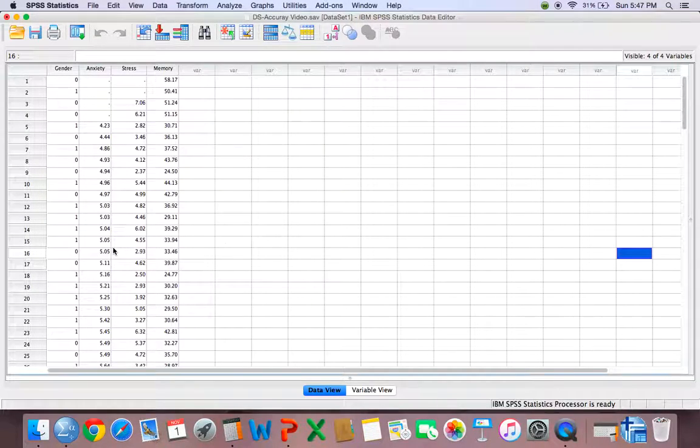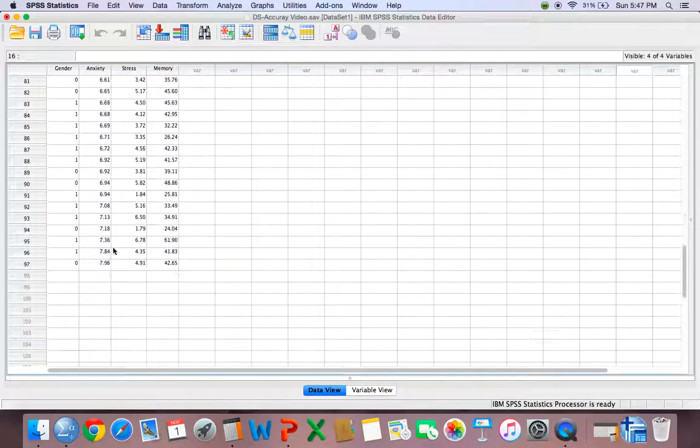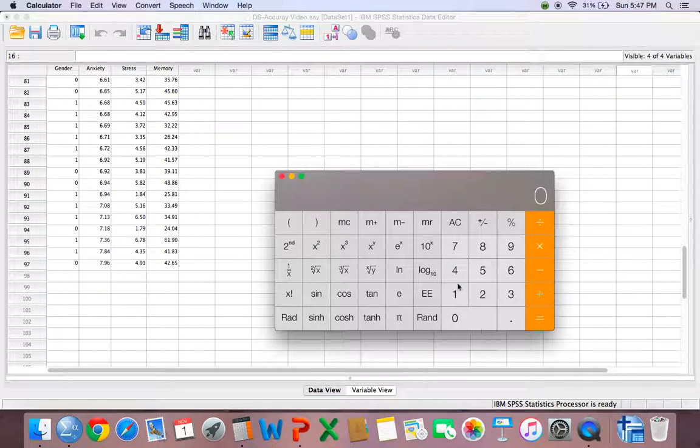So going down, I see that we have 97 rows in each column. So I would times 97 times 5%, which is 0.05, and I get 4.85. So that means that I can have about 5 missing pieces of data and still fill it in safely. Now that was just for going down.